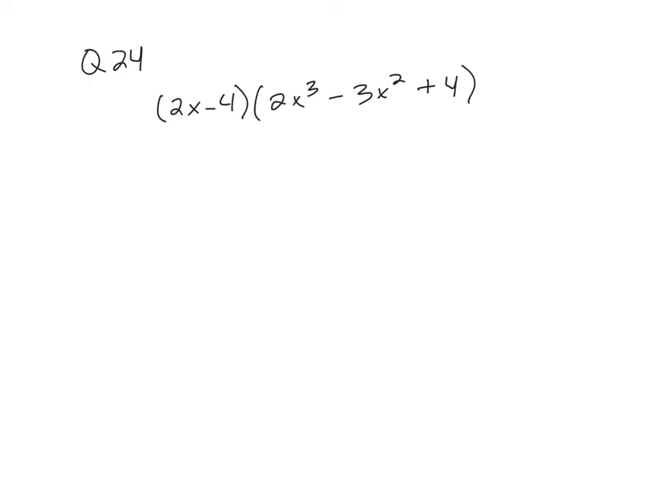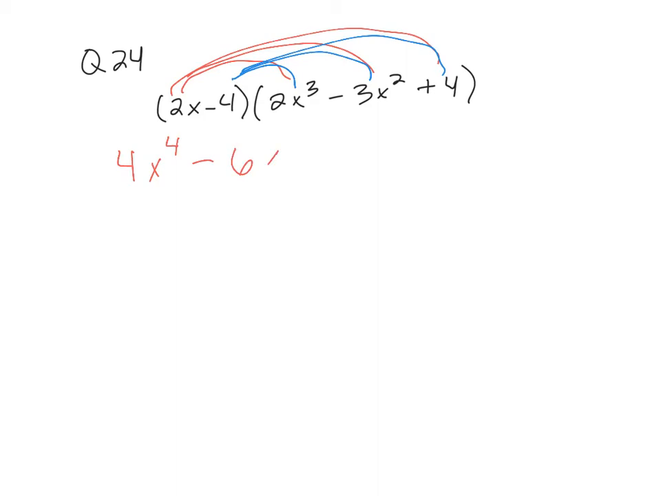Second method I'm going to show you is the distributive property. So I'm just going to take 2x and multiply it by every piece. And then I'm going to go back and take negative 4 and multiply it by every piece. And then I'll have to combine my like terms. So I have 2x times 2x cubed. That would be 4x to the 4th. 2x times negative 3x squared would be negative 6x cubed. 2x times 4 would be plus 8x.